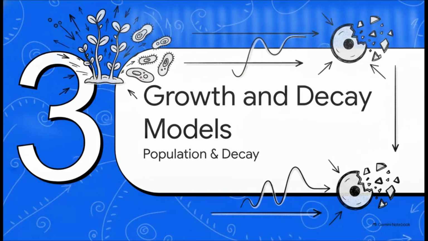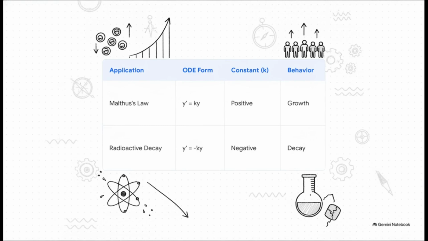Which brings us to Section 3, exponential growth and decay. Notice how the exact same underlying mathematical framework yields radically different realities just based on a single constant, k. A positive k models Malthus's law for growth, which represents the explosive, unbounded expansion of a population. But flip that sign to a negative k, and suddenly you're modeling radioactive decay.